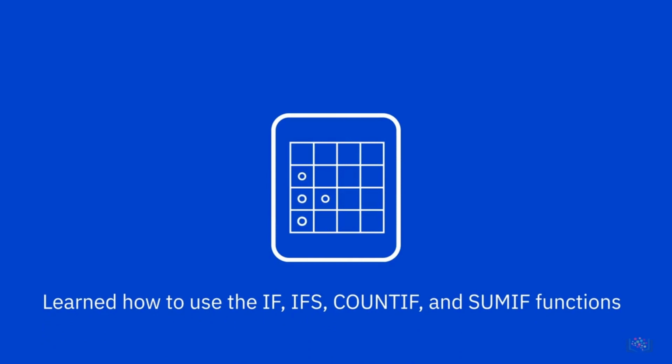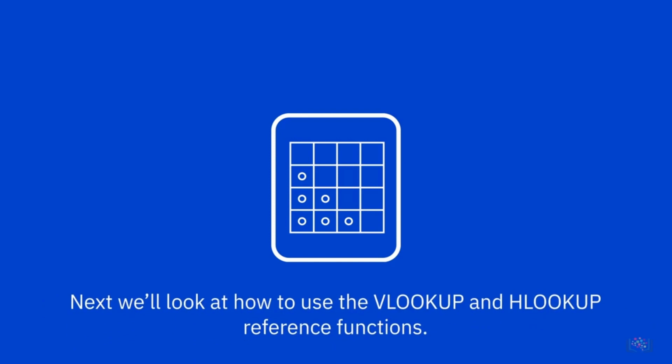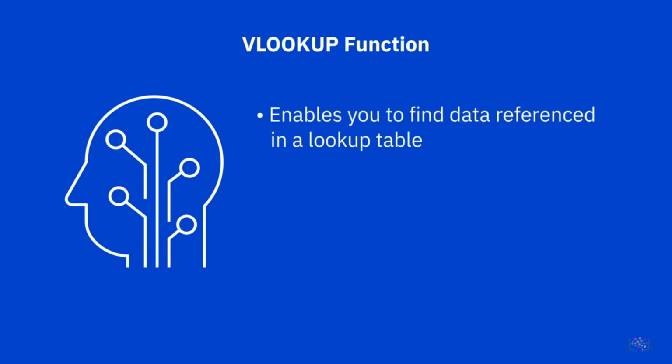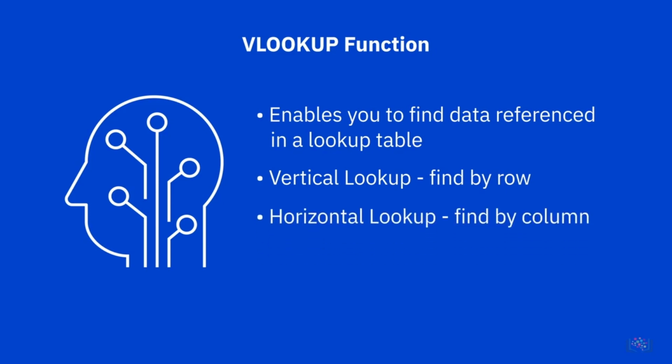Now that we've learned how to use the IF, IFS, COUNTIF, and SUMIF functions, in this video we'll look at how to use the VLOOKUP and HLOOKUP reference functions. VLOOKUP is one of the most commonly used reference type functions in Excel, and it enables you to find data referenced in a lookup table. It stands for vertical lookup, and therefore is a useful tool when you want to find something in a table or a range by row. Shortly, we will look at HLOOKUP, which stands for horizontal lookup, which looks for data by column instead.